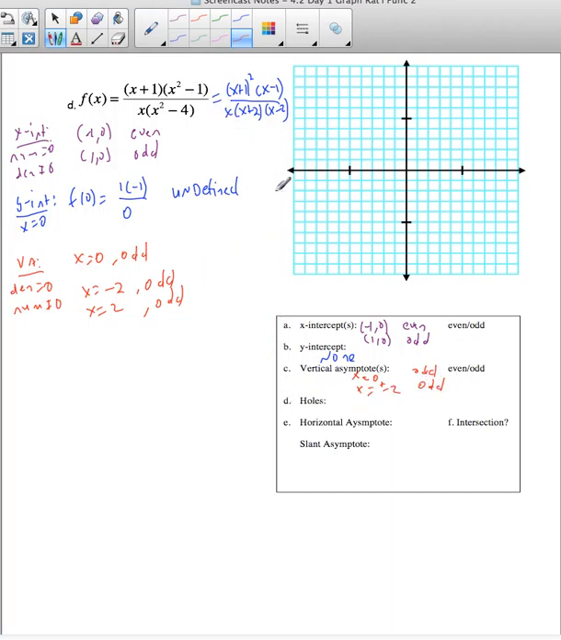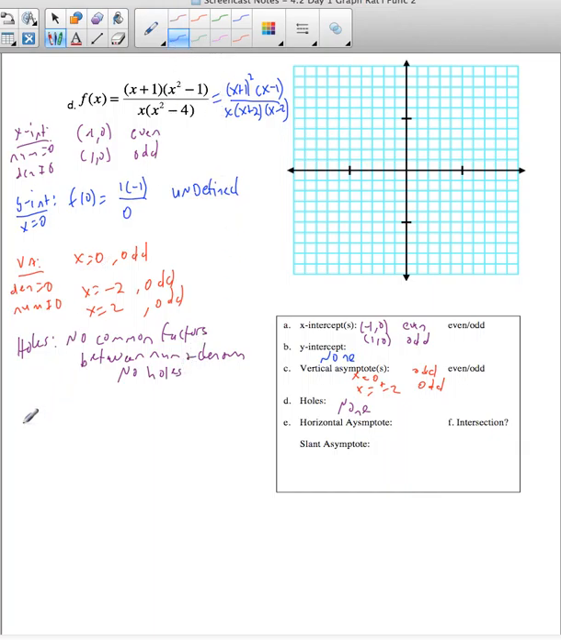Holes occur when we have common factors in the numerator and the denominator. In this case, we have no common factors between the numerator and denominator. So we have no holes, none. We don't need to worry about that in this case.